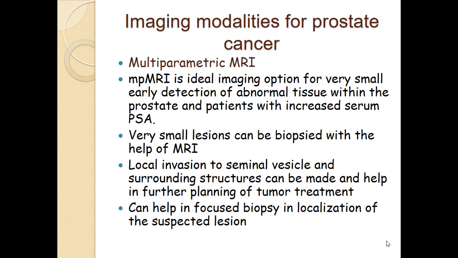Then multiparametric MRI. MRI is the ideal imaging option for early detection of very small abnormal tissue within the prostate, and in patients with increased serum PSA. Very small lesions can be biopsied with the help of MRI. Local invasion to the seminal vesicles and surrounding structures can be seen and helps in further planning of tumor treatment.